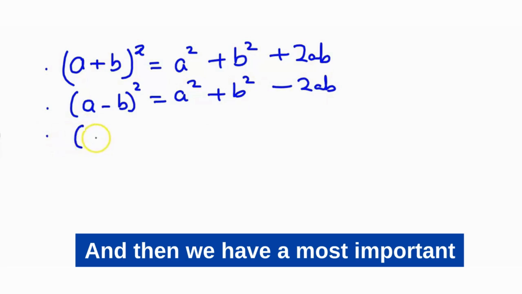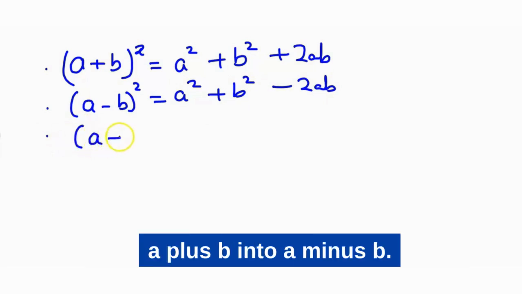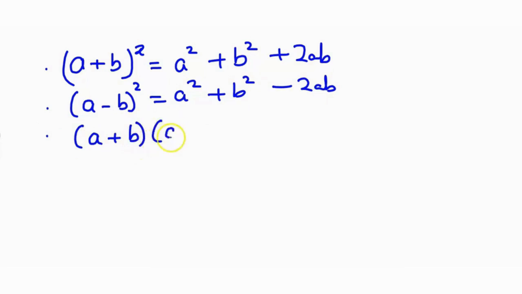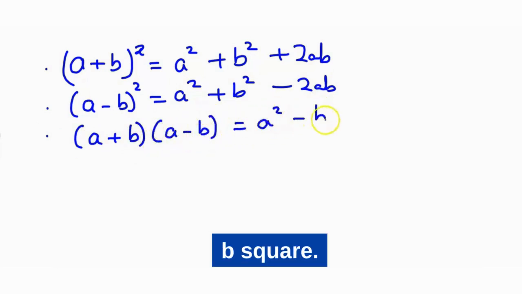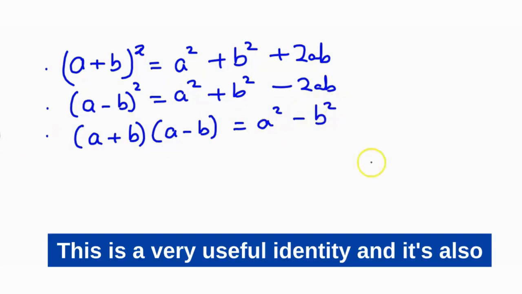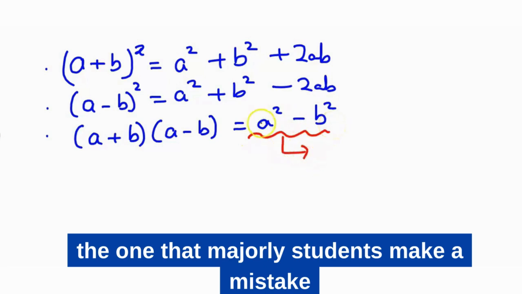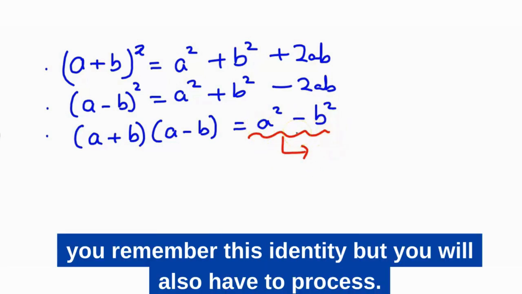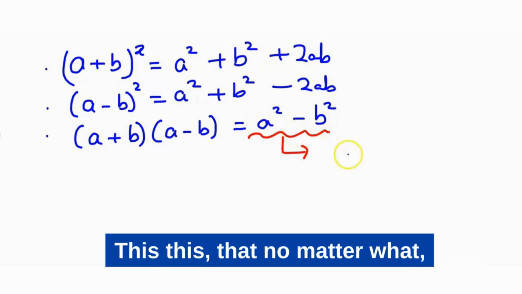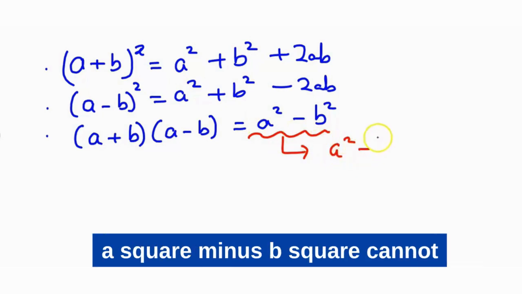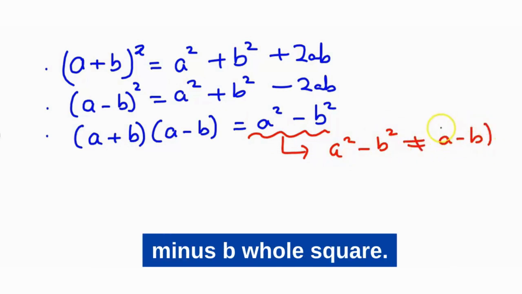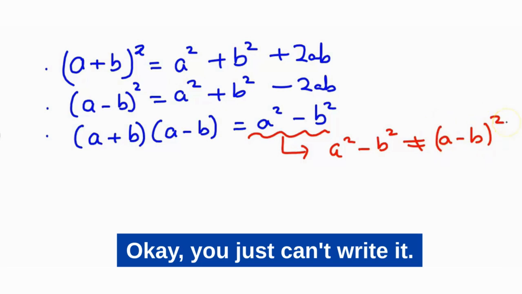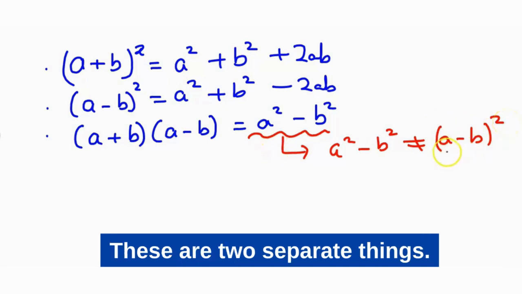And then we have a most important identity, (a plus b) into (a minus b). This is always equal to a square minus b square. This is a very useful identity and it's also the one that students majorly make a mistake in. You must remember that a square minus b square cannot be written as (a minus b) whole square. You just can't write it. These are two separate things.